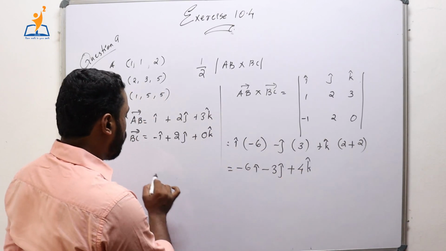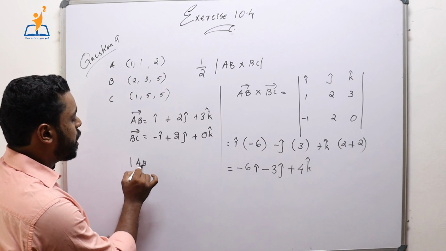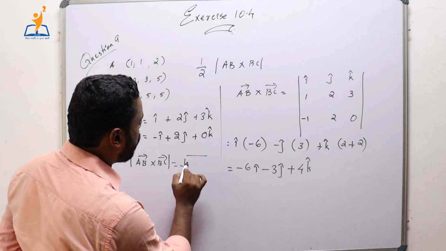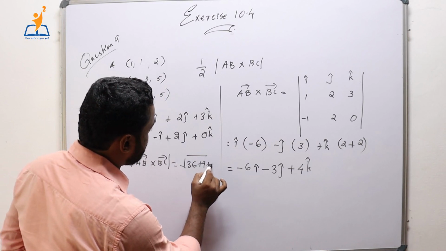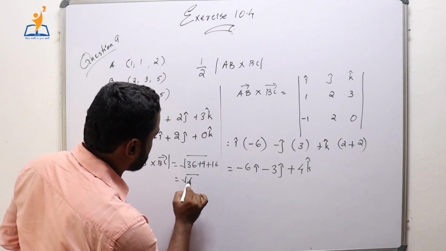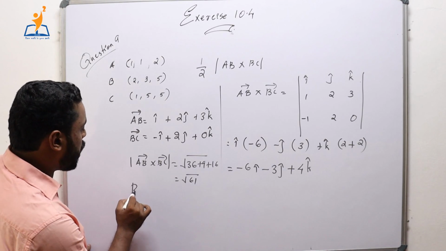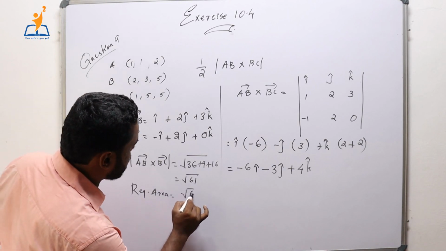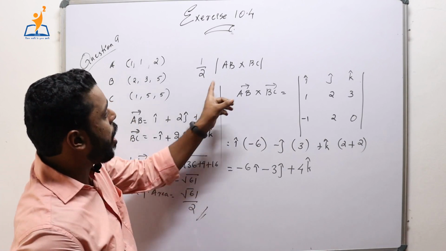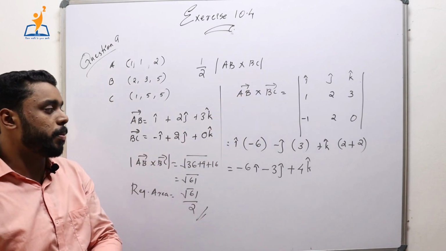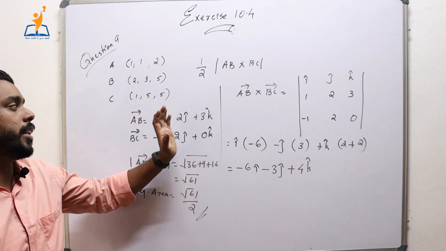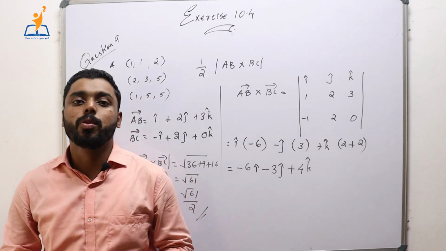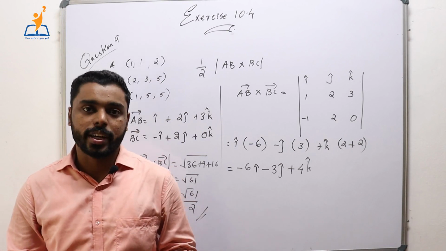Therefore modulus AB cross BC is equal to square root of 36 plus 9 plus 16 equal to root of 61. Therefore the required area is equal to root 61 by 2, because half AB cross BC is root 61 by 2. So this is the required area of the triangle with vertices A, B, C as given. Now we shall move to the next question of your textbook.